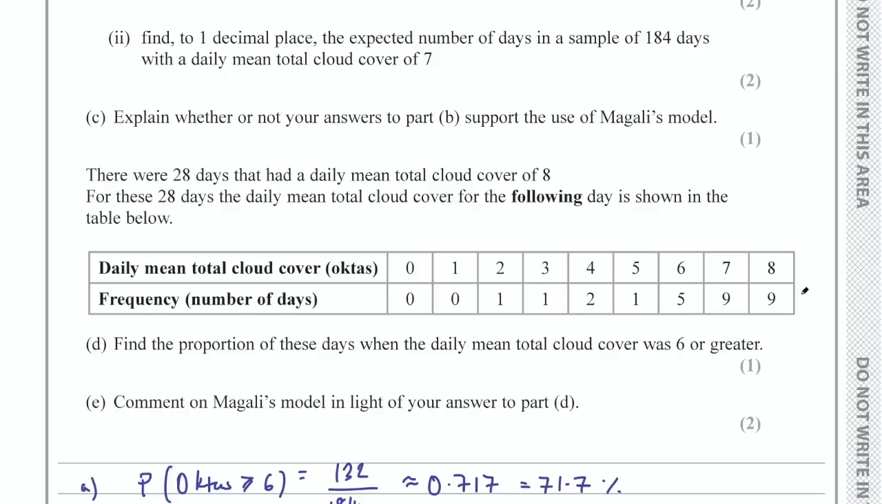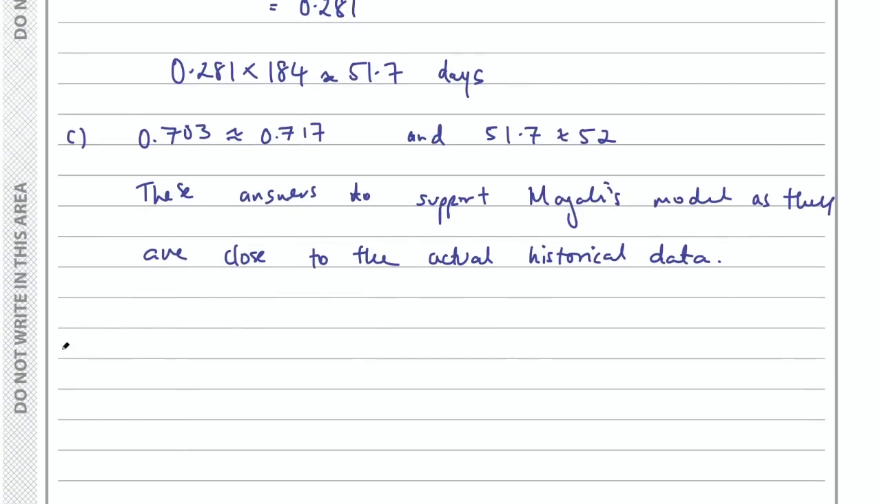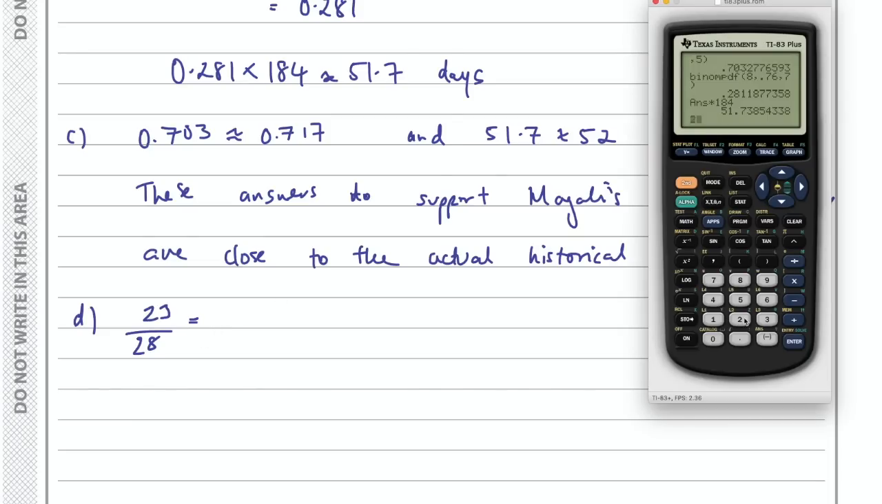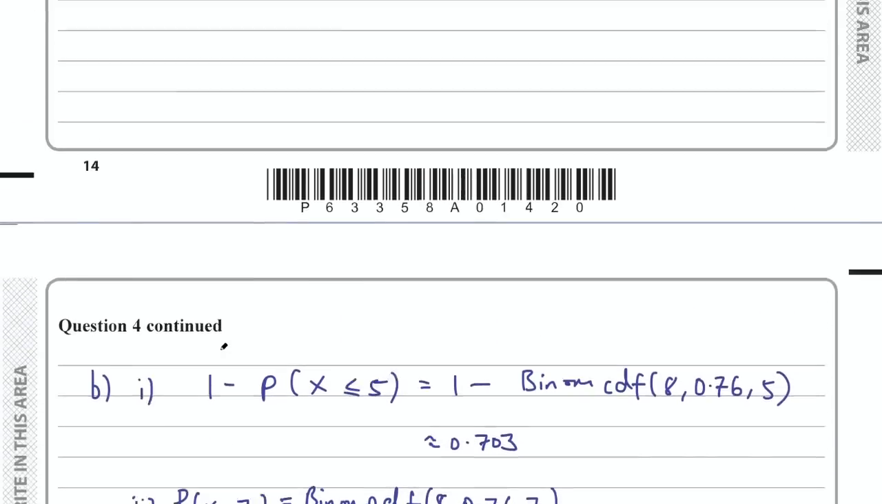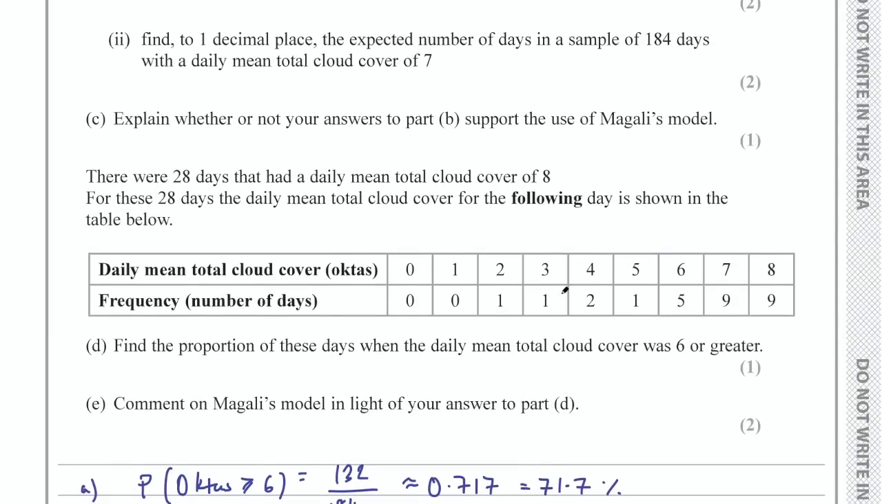So the probability that these were 6 or greater, 9 plus 9 plus 5, that's 23 out of the total of 28. Let's find that as a decimal. So 23 on 28. What is that as a decimal? 0.821 to 3 significant figures. Okay, so 82% has gone up, you can see, because, well, I guess if you have a really cloudy day, the next day is more likely to be cloudy. I guess that makes sense.